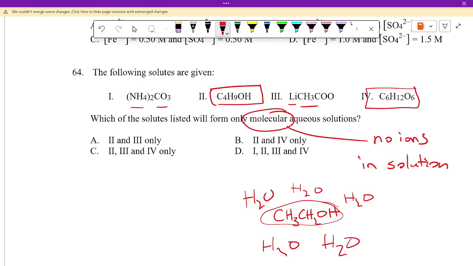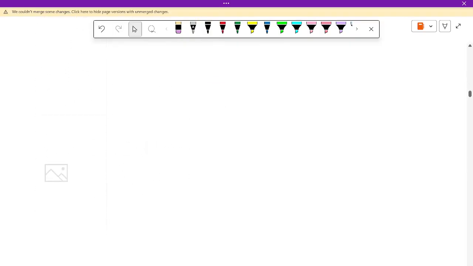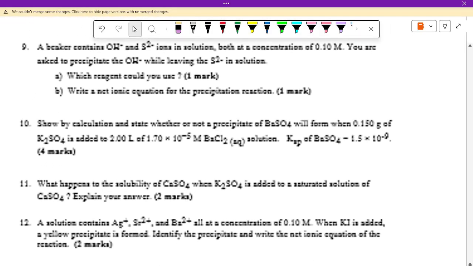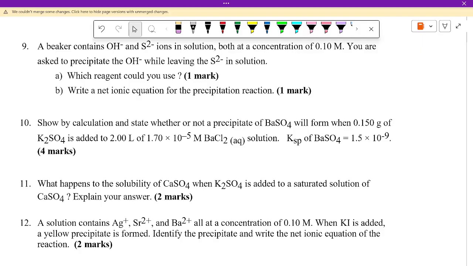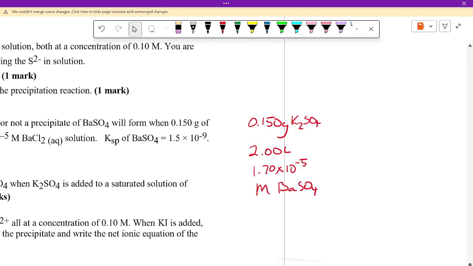Written 10? Okay, show by calculation and state whether a precipitate will form when 0.150 grams of K2SO4 is added to 2 liters of 1.70 times 10 to the negative 5 molar BaSO4. All right, and then we've got our KSP there.